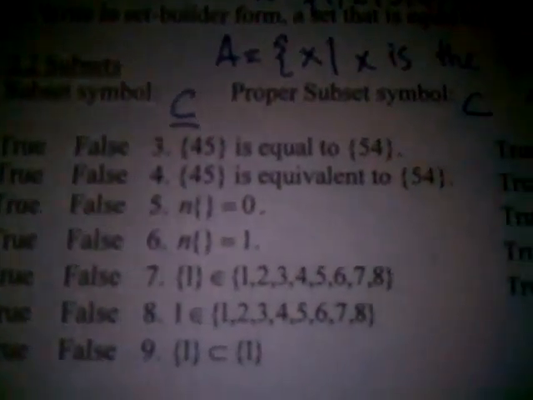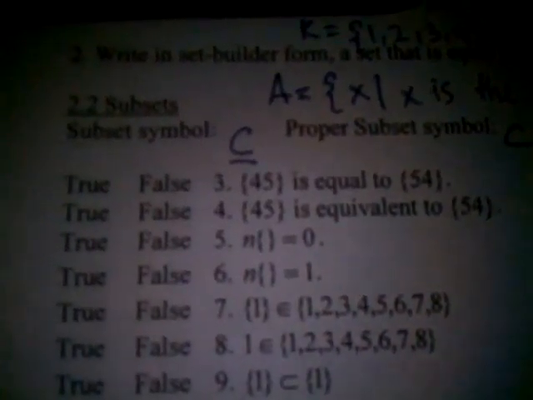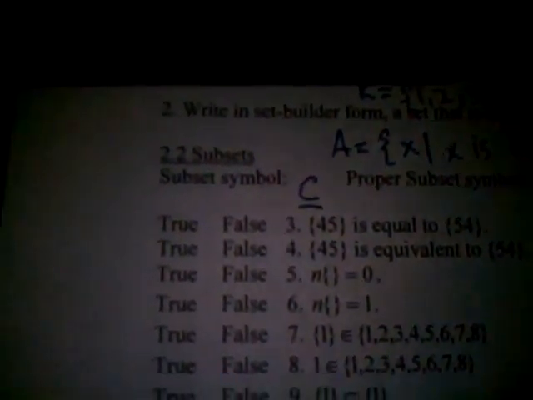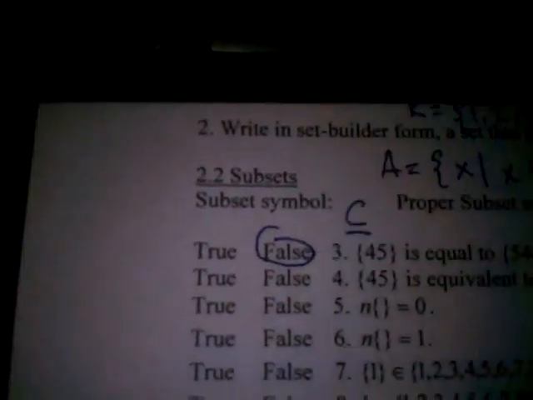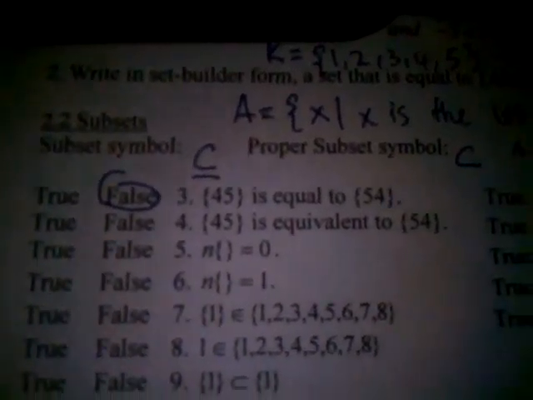So if the question is asking how many subsets this set has, this is the formula you use, where n is the number of elements. Now we're going to go through some true-false questions. Question 3 says that 45 is equal to 54. This is going to be a false answer because 45 is not 54.